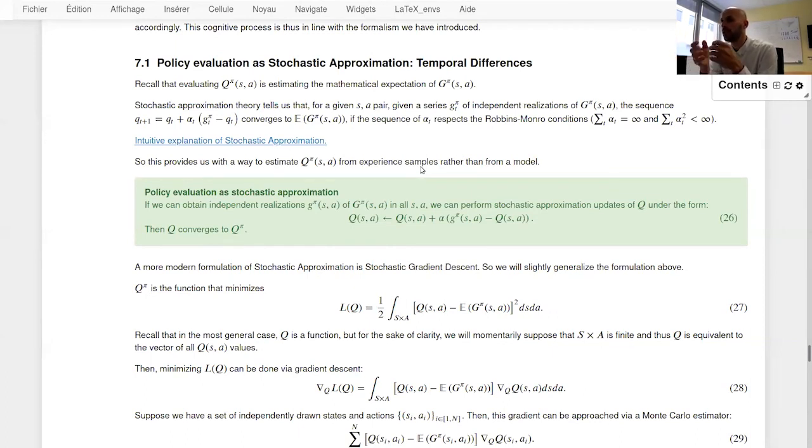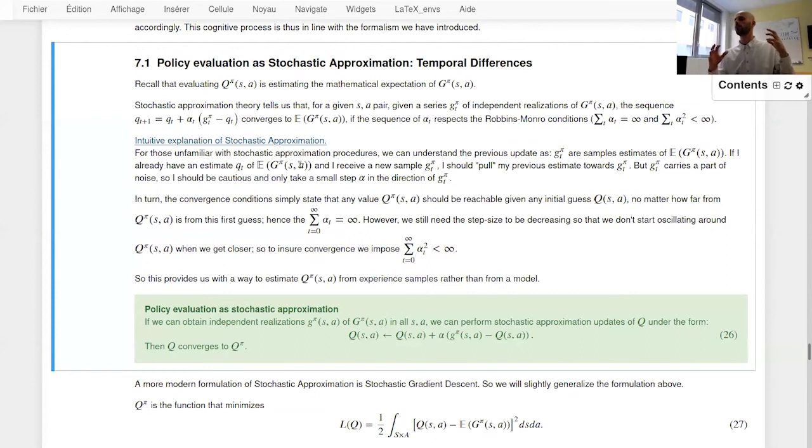Stochastic approximation theory tells us that if we want to estimate a mathematical expectation, for example, the expectation of G pi of SA for a given SA pair, given a series of independent realizations of the random variable from which one takes the expectation, then the sequence Q_{t+1} equals Q_t plus alpha_t times the difference between the realization and the estimator Q_t converges to the expectation if the sequence of steps alpha_t respects the Robbins-Monro conditions, which are that the sum of steps diverges and the sum of squared steps converges. For those who might not be totally familiar with stochastic approximation, let me put that in simpler words.